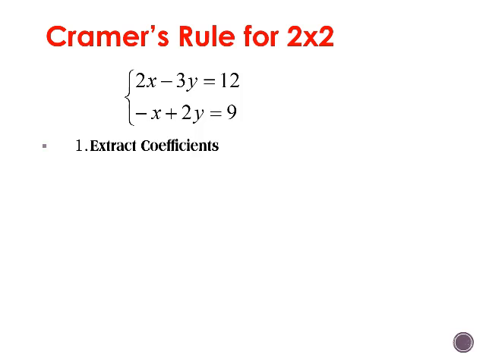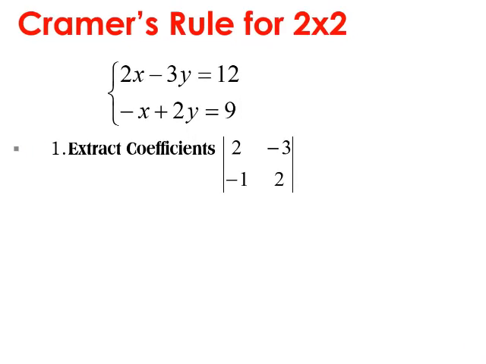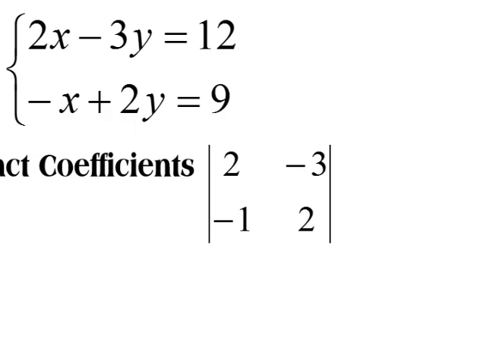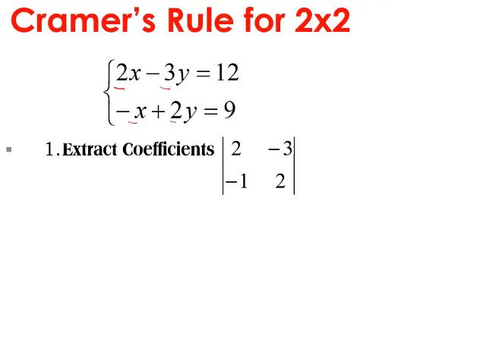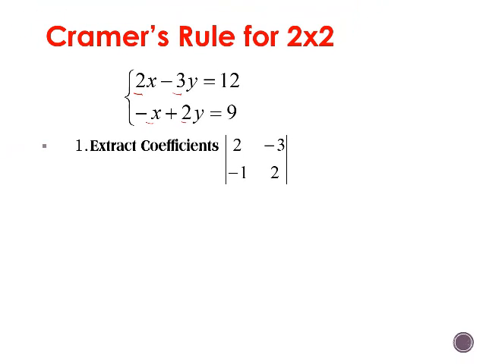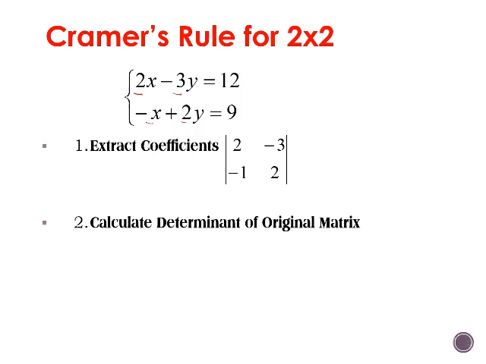First step, we extract the coefficients. So that's the coefficient matrix we have over there. That is 2, -3, -1, 2. Second step, we calculate the determinant of the original matrix. That will be the product of the leading diagonal minus the product of the other diagonal. So 2 times 2 minus -1 times -3. Our final answer will result.